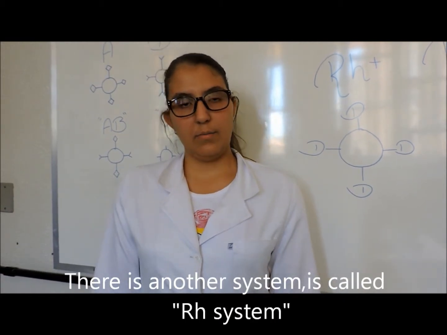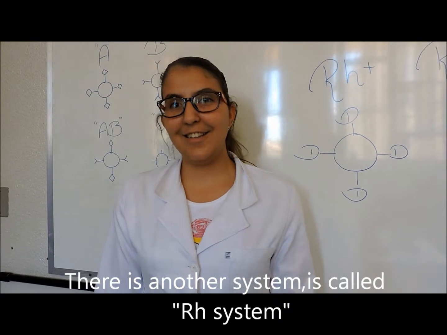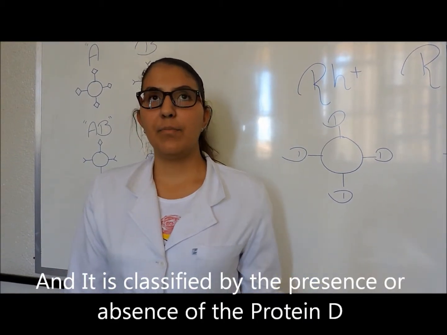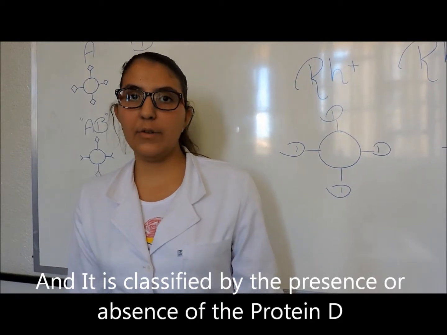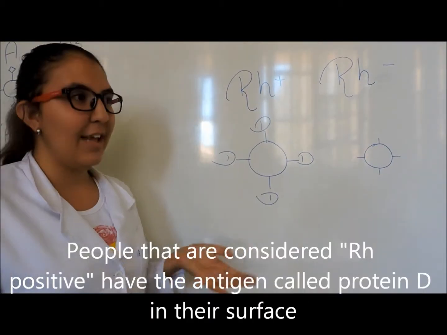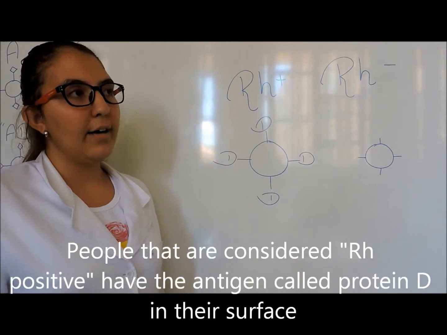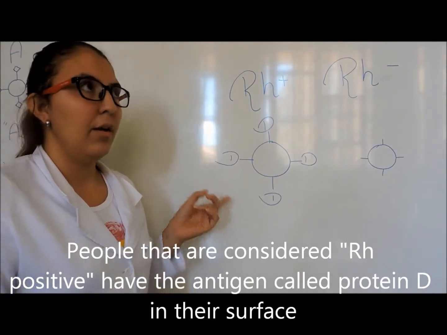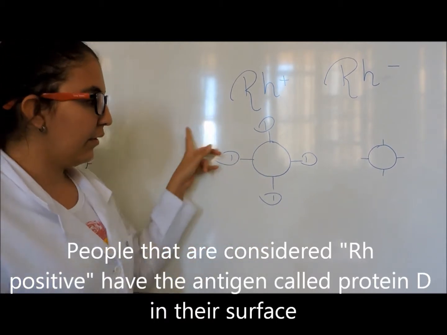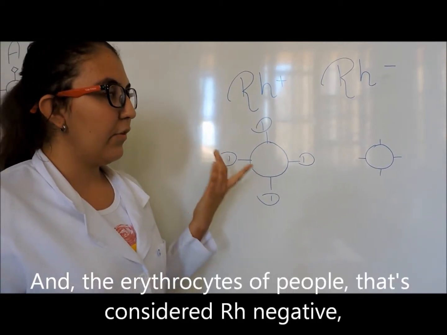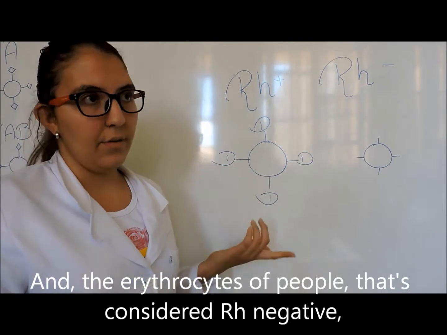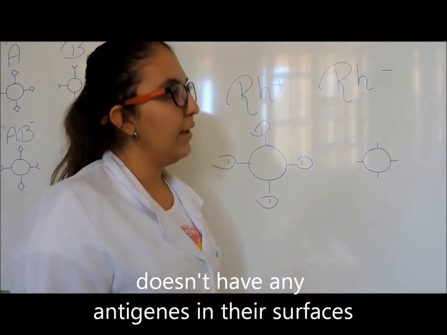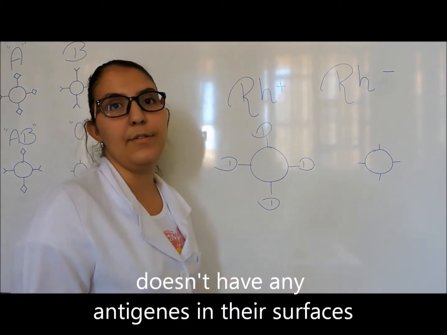There is another system, called the Rh system, and it is classified by the presence or absence of the protein D. Blood that is considered Rh positive has the antigen called protein D on its surface, and the erythrocytes of people that are considered Rh negative don't have any antigen on their surface.